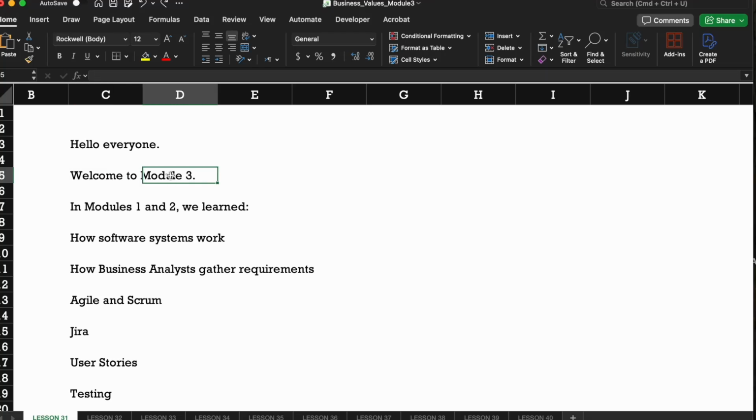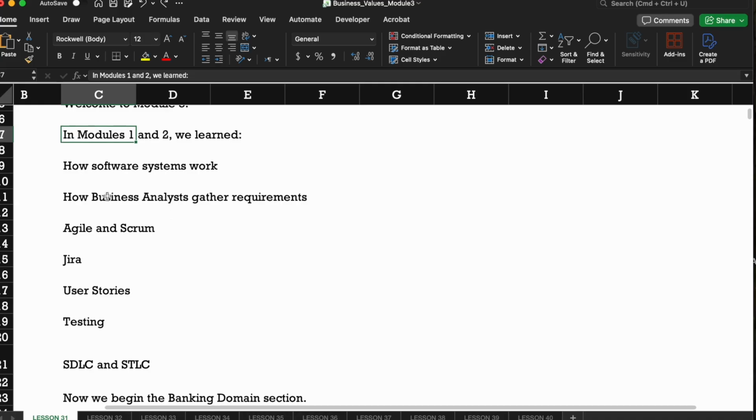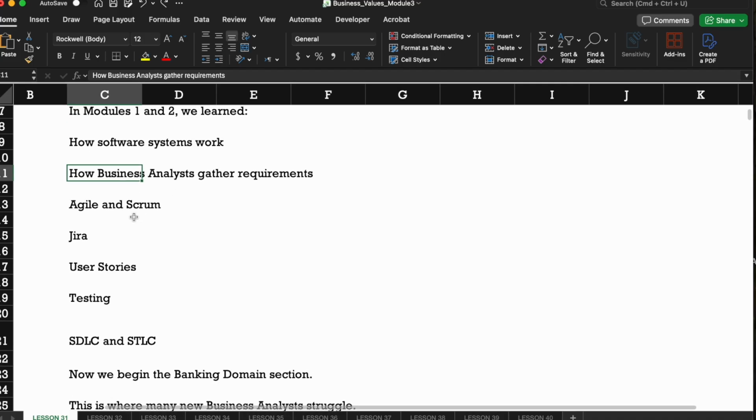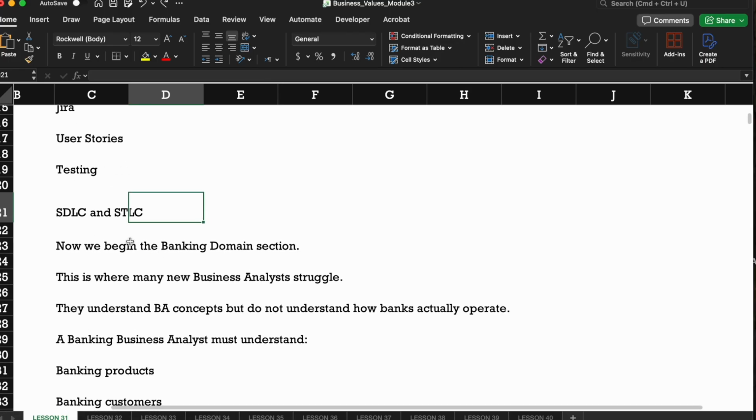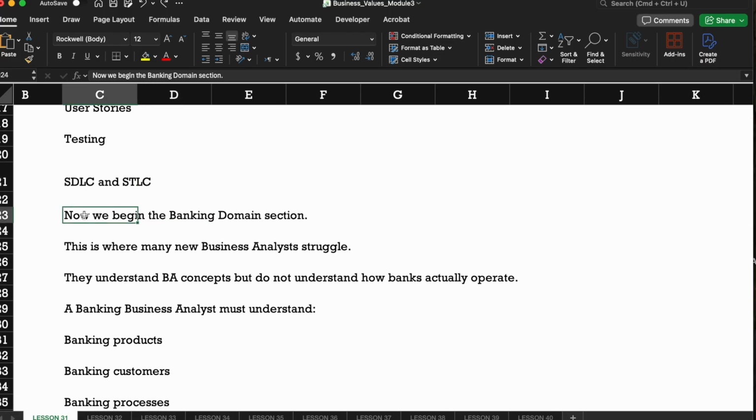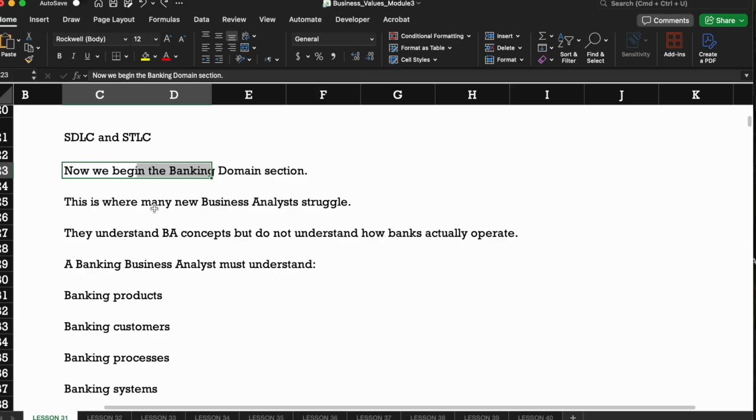Module number 3. In modules 1 and 2, we learned how software systems work, how business analysts gather requirements, Agile and Scrum, Jira, user stories, testing, SDLC and STLC. Okay, so now we begin the banking domain section. This is where many business analysts struggle.